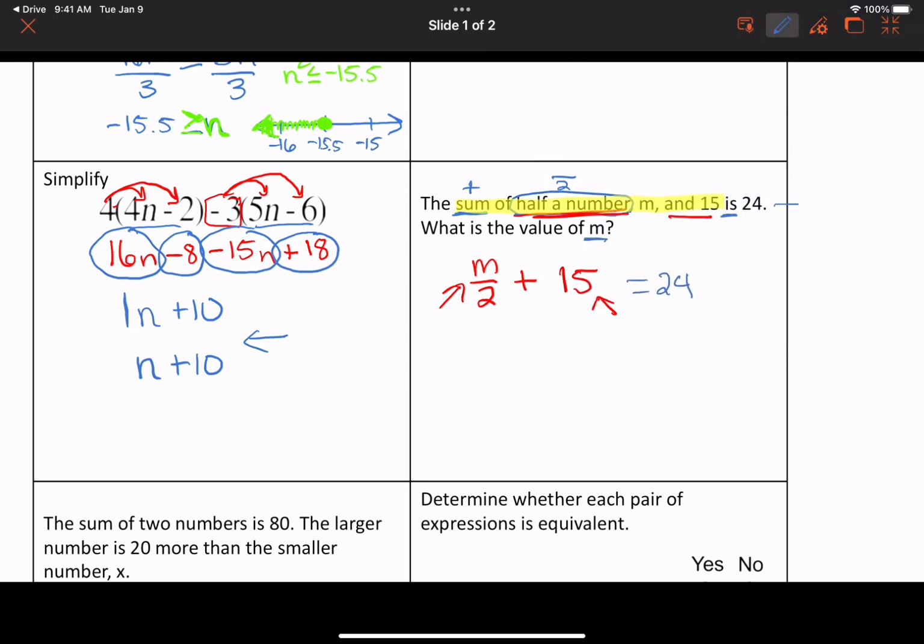Again, the hardest part is probably the setup. Once the setup is done, I think you guys will be great. How do we isolate this m? Well, that means we need to get rid of this divide by 2 and this plus 15. I highly recommend that you get rid of that constant first by subtracting 15.